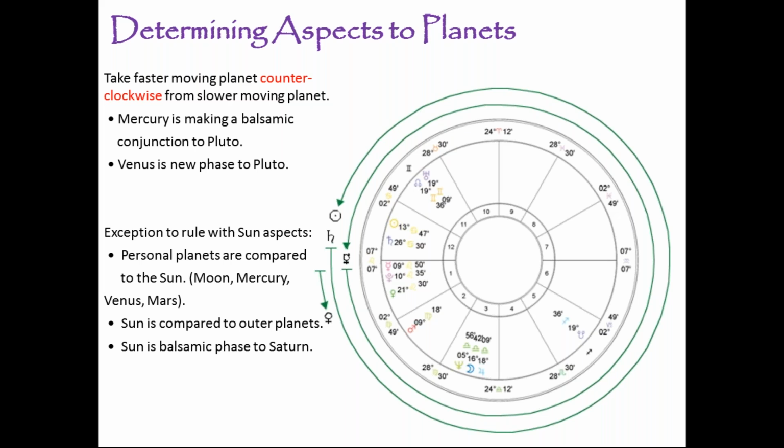An exception to the rule for Kim Marie is that I compare the sun to the outer planets. And I do that because of a geocentric or Earth-centered perspective and 20-some years of doing astrological forecasting and watching that sun move faster than those outer planets.